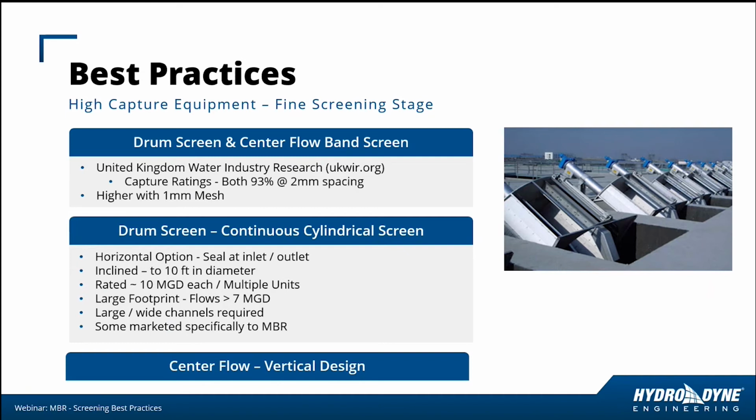Drum screens have been used for a period of years, and there are many applications with respect to MBR screening. Generally, drum screens are inclined and they can rise to 10 feet, 3 meters in diameter. Drum screens can be rated at give or take 10 MGD each, but that's about tops for each unit. And a large footprint generally is required as the drum requires large and wide channels.